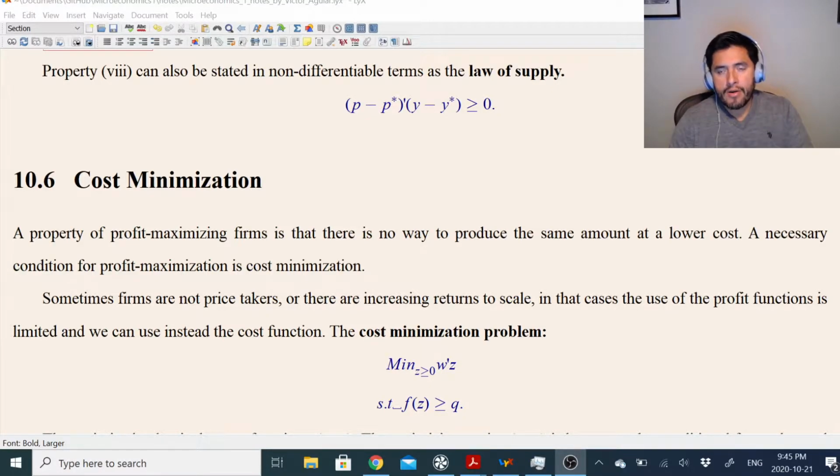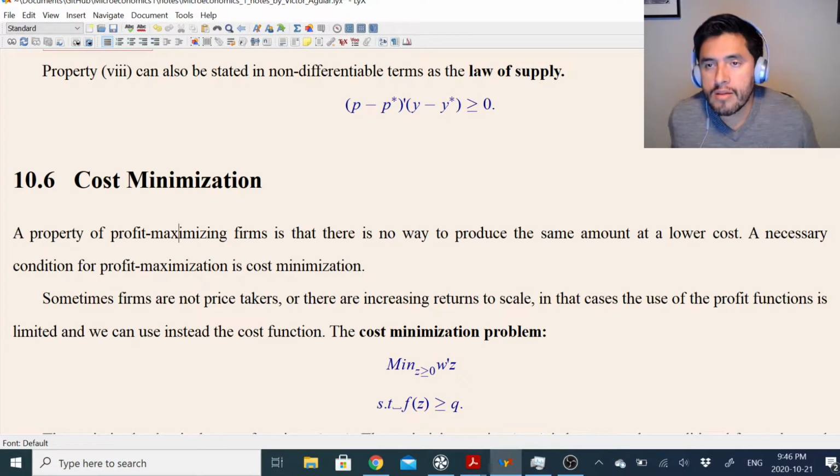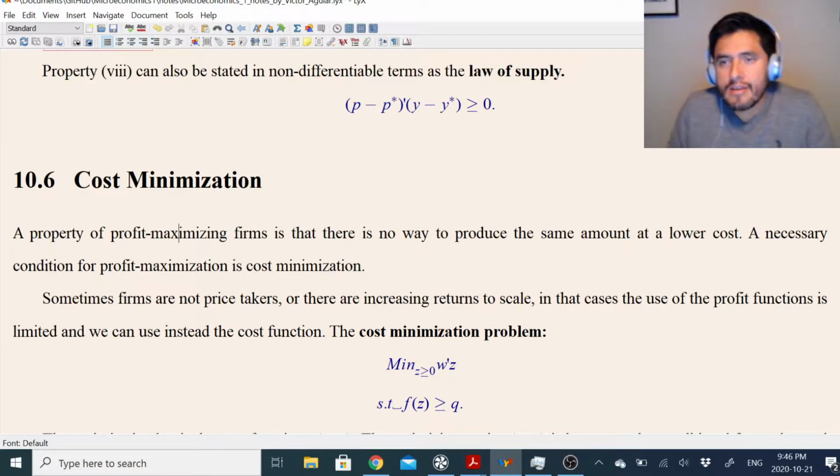Okay, this is the third part of our chapter about firm theory, and this is about cost minimization, right? And so cost minimization, the way you have to understand it is basically that it is an alternate theory of the behavior of firms. So imagine you have a firm with increasing returns, right? So you cannot really maximize profits. So what can you do? What is a more basic theory of behavior that is not as demanding as profit maximization, right?